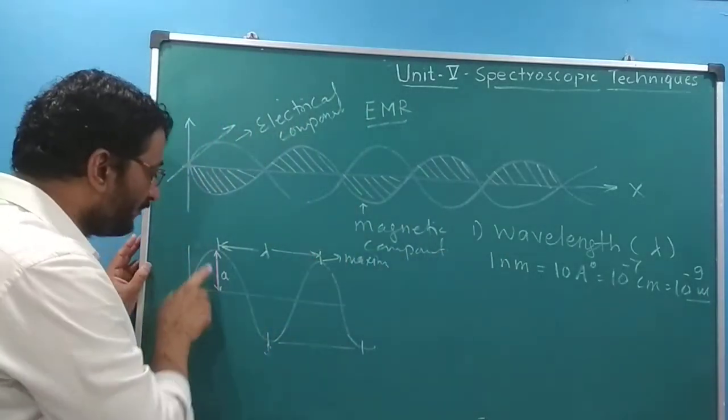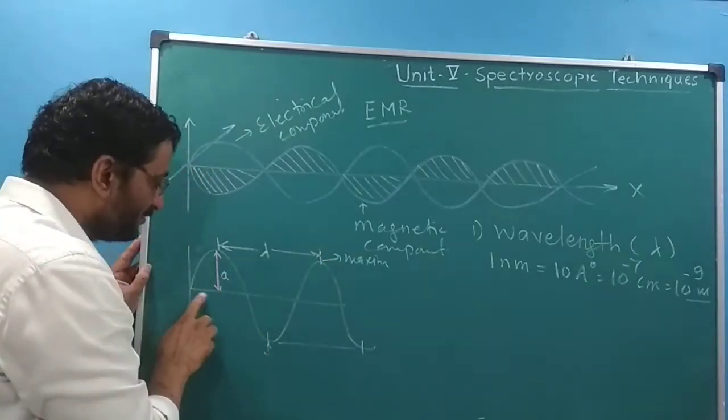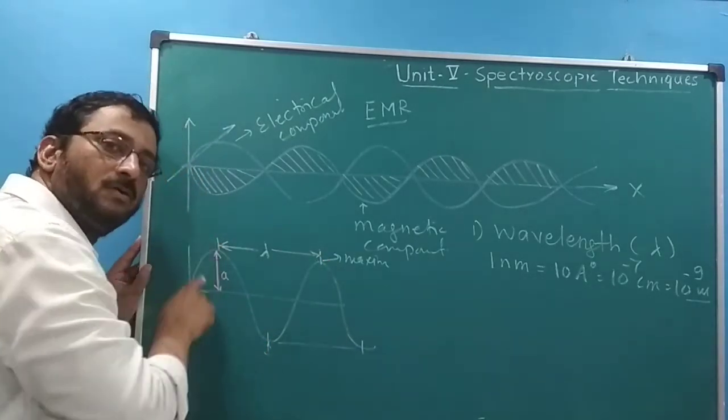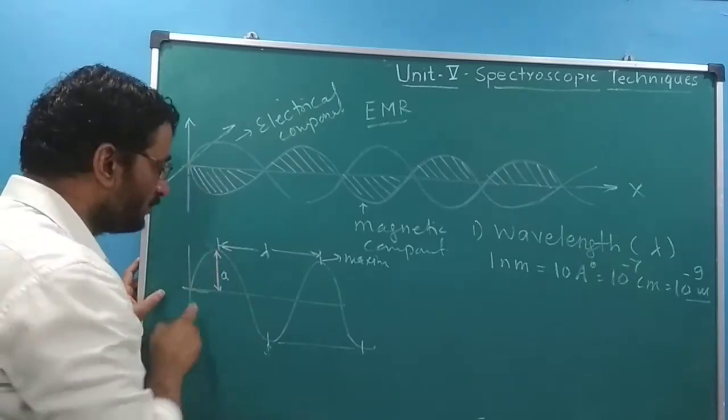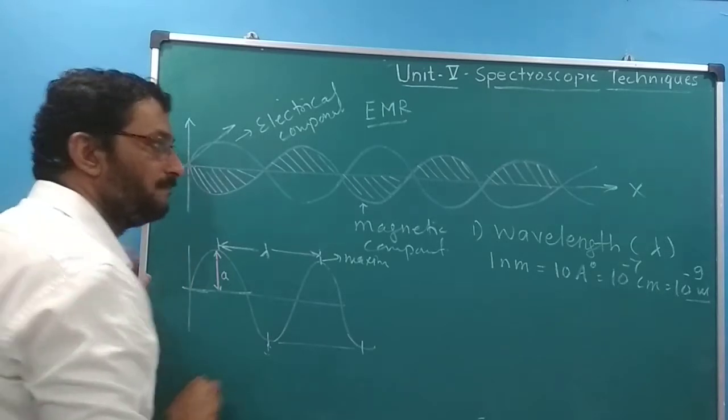What is the amplitude of the wave? This is called amplitude. This is the amplitude of the wave. It is the displacement of the wave above the x-axis or displacement from the x-axis. This is called the amplitude of the wave, isn't it?